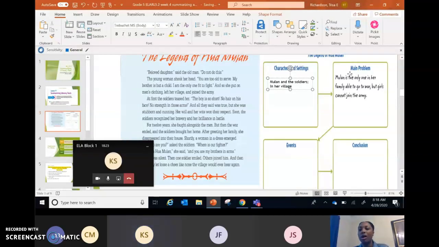And then we have the main problem. The main problem is that Mulan is the only one in her family able to go to war, but we know that girls cannot join the army. Before we move into the events here, because this first section gives you the character, setting and main problem, what was the reason that was determined why she was the only one in her family able to go to war? Even though she was a girl and she's going to do it secretly, how do we know she's the only one in her family able to go to war?